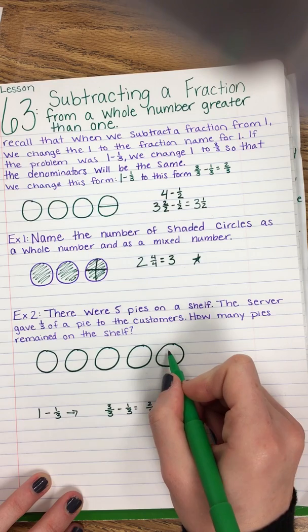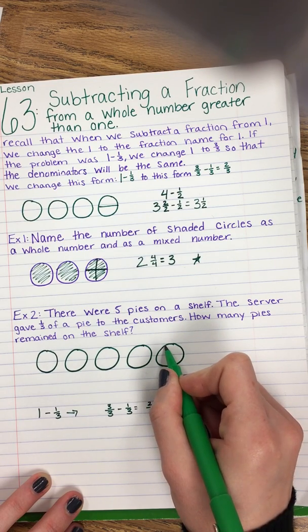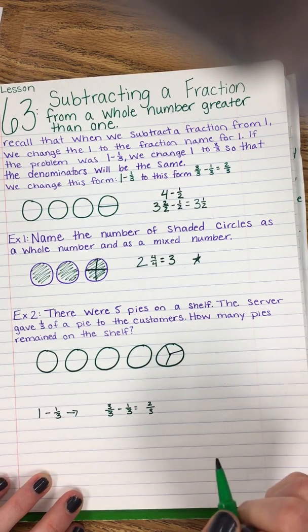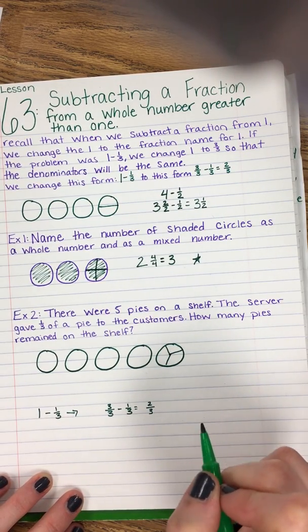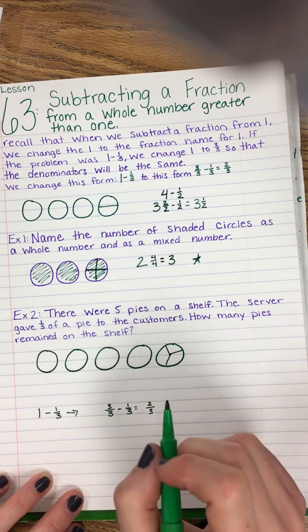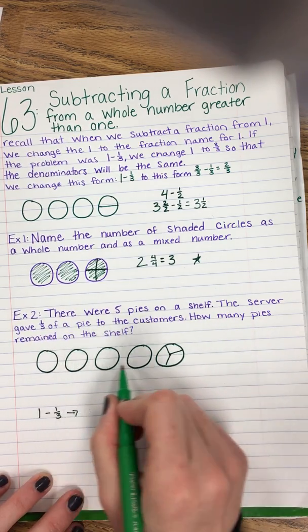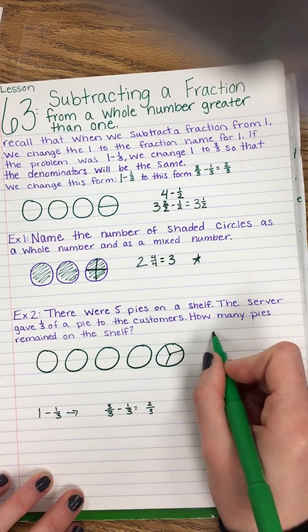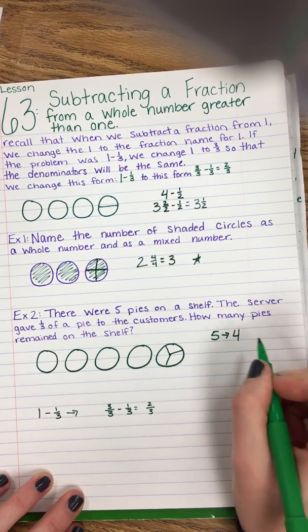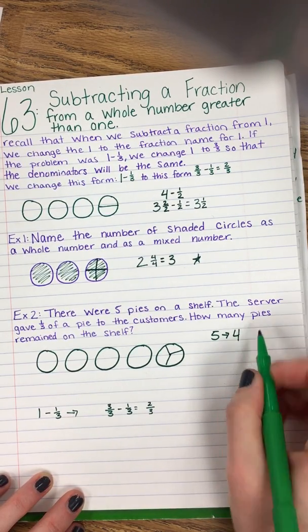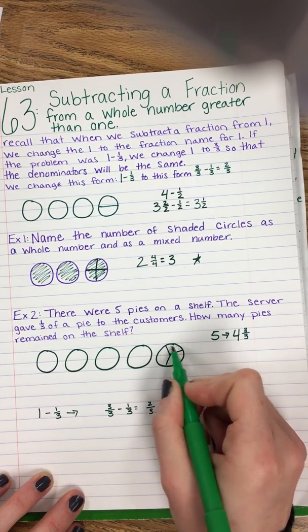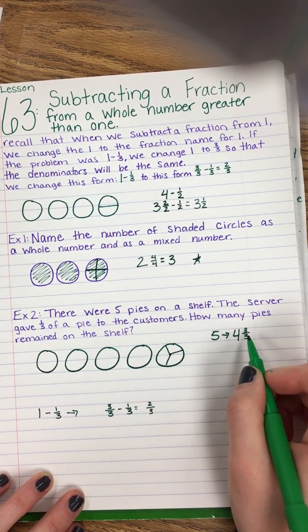So we've got to make 1 be into thirds, so draw your little dot in the middle and then divide it into thirds, which, whatever, do the best you can. And so if the server gave 1/3 of a pie to the customers, then instead of having 5 pies, we're going to change 5 into 4, and what will our fraction be? Our fraction will be 3/3, because we divided this one into thirds, and 3/3 makes a whole.